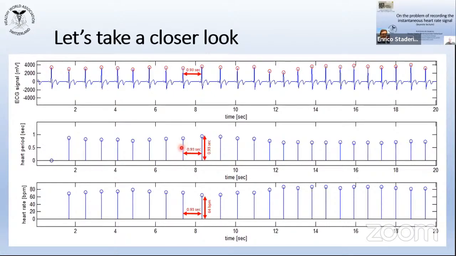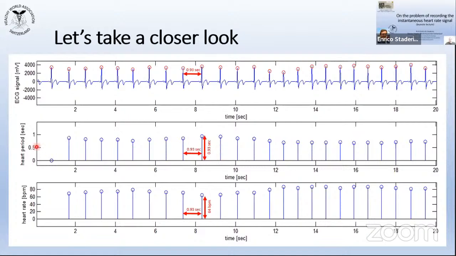And in the heart period, we will also have a distance of 0.93 seconds between two consecutive peaks, because this was the first peak taken here. This is the second peak taken here. The distance between the two, of course, is the distance between two consecutive heartbeats, and the amplitude of this peak will be again 0.93 seconds, because we are looking at the heart period, so here we are just recording the heart period.